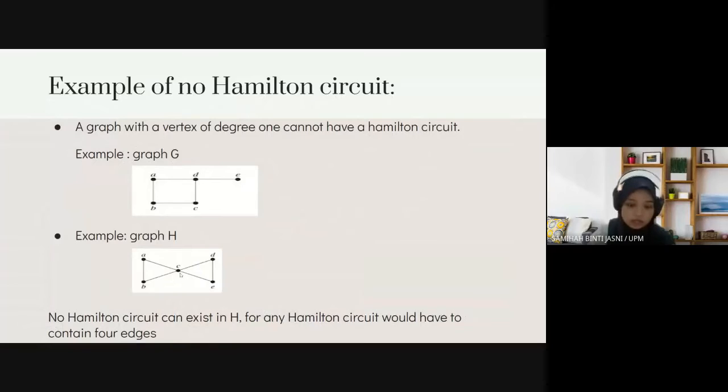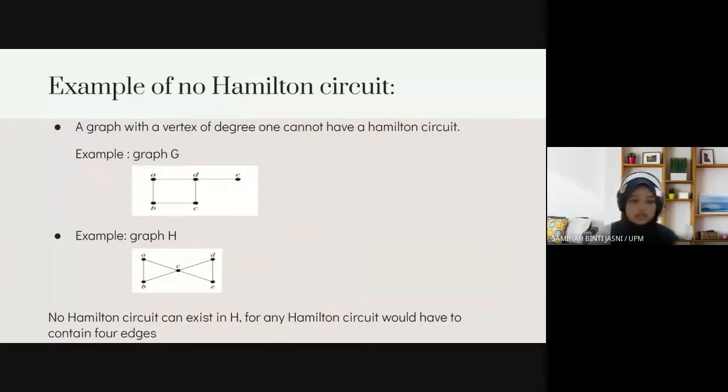So in order for us to go back to vertex A, we must visit vertex C once again, which means we would visit vertex C twice. So this is not a Hamilton circuit, because a Hamilton circuit only visits each vertex once. So no Hamilton circuit can exist in H, for any Hamilton circuit would have to contain 4 edges.